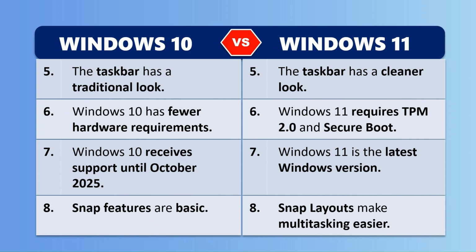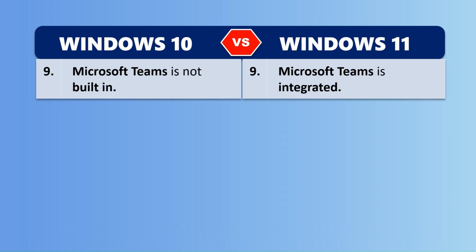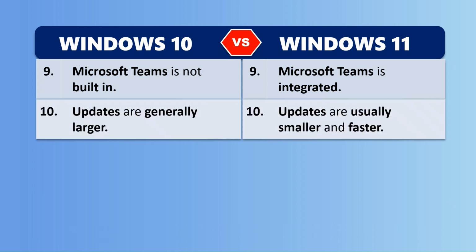Snap features are basic. Snap layouts make multitasking easier. Microsoft Teams is not built in. Microsoft Teams is integrated. Updates are generally larger. Updates are usually smaller and faster.